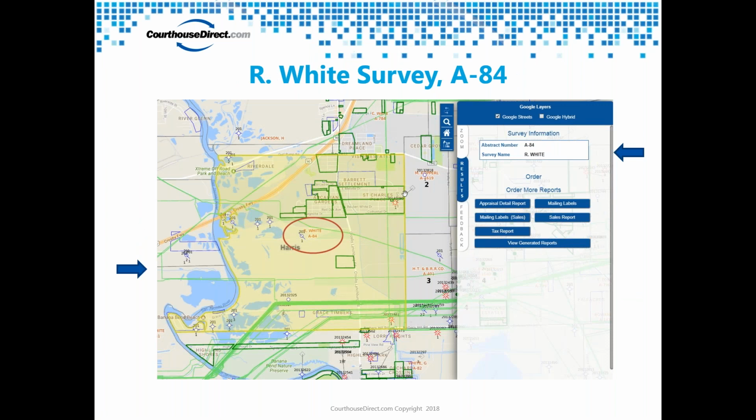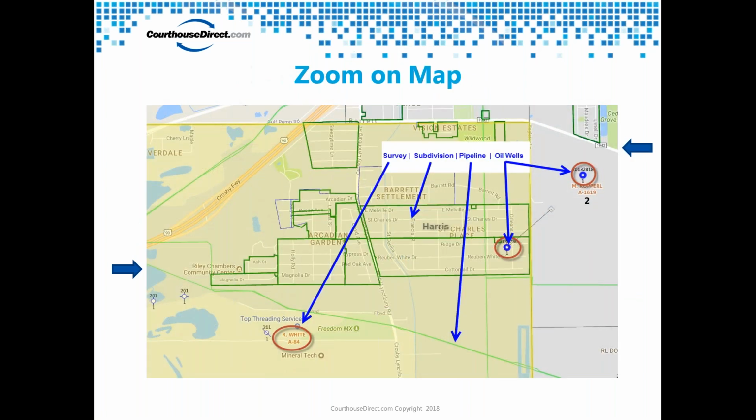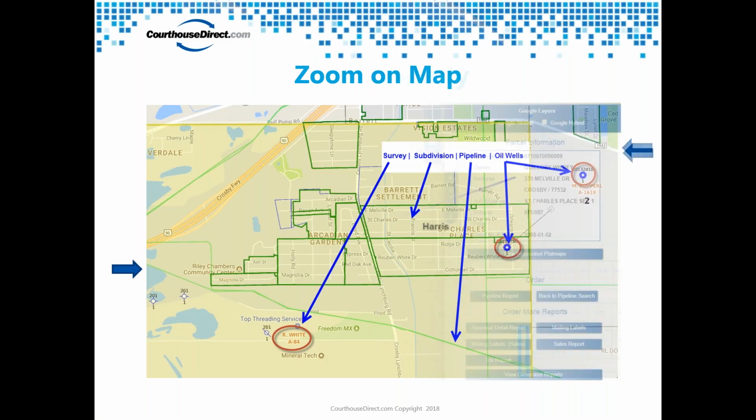From here, I want to drill down even deeper. As I drill down, I can see the green boxes that represent the subdivision outlines. To the right-hand side, you'll see the oil wells that are labeled here, the circles with the blue dots. Then you see the green lines, which are the pipelines running through the area. And of course, we're pointing over to the survey name that we're zooming down to.